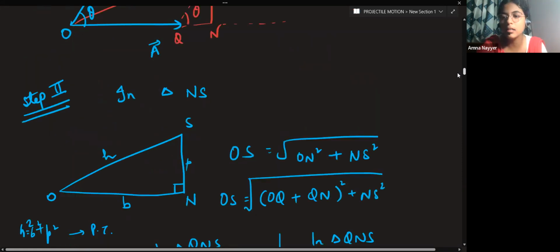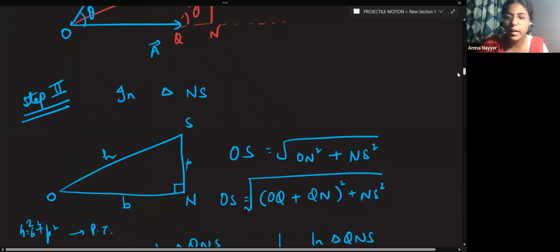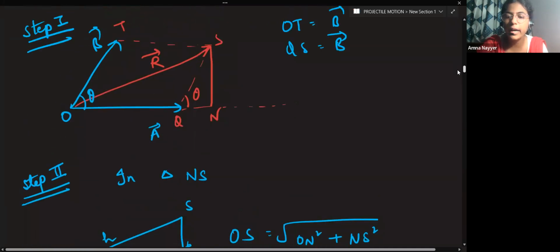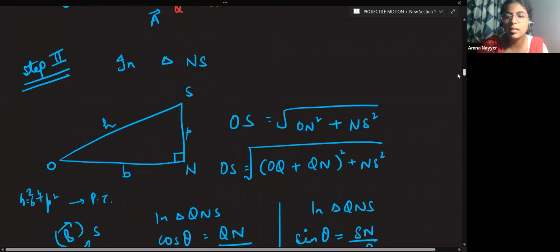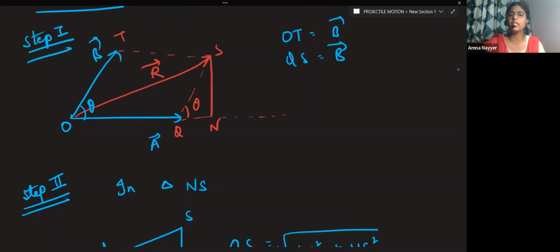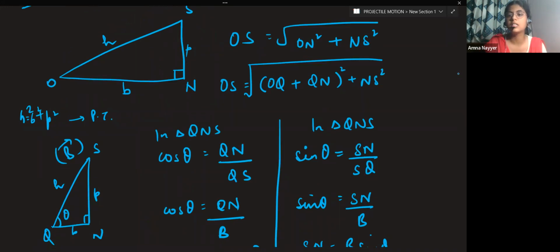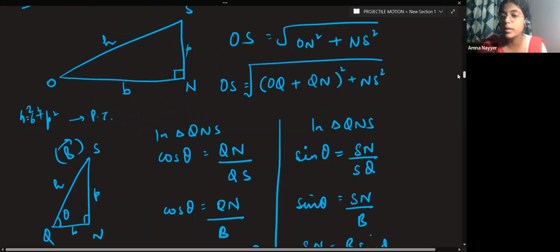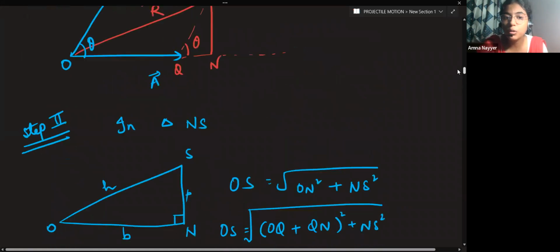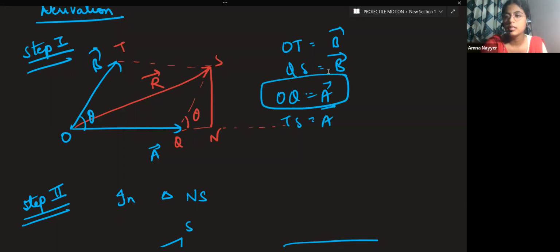Where's the equation? Plus NS square. Fine. NS we have seen. QN we have calculated, and last is OQ. This is what OQ is, vector A. OQ is already there, vector A. See, what was the equation? This equation that we had reached. This was under root OQ plus QN whole square plus NS square. OQ is vector A only. OQ is A vector. That's why TS is A vector. So OQ from here, we'll write it as A.